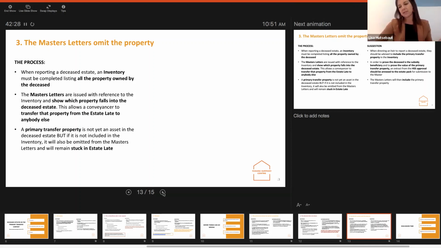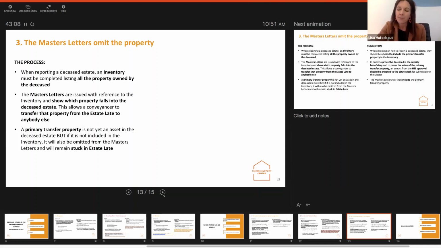So when you see a master's letters, you'll see it has a little block at the bottom saying Erf 12345 Khayelitsha, value 72,000 Rand. And that document is what the conveyancer then uses to transfer that property from the estate to the heir. Without a master's letter which specifically references the property that you're trying to transfer, you will never ever be able to do that transfer. I'm talking now about the transfer from estate late onto the heirs.